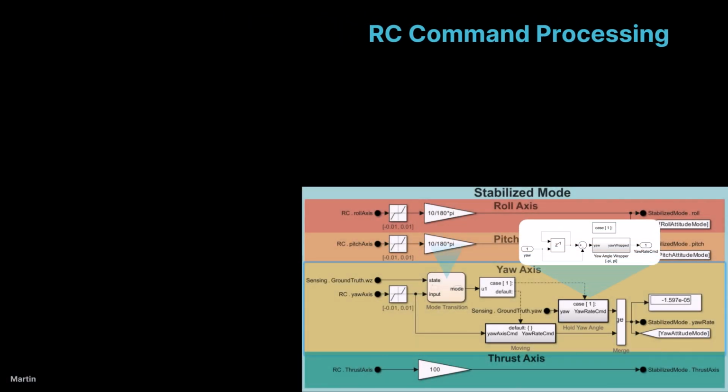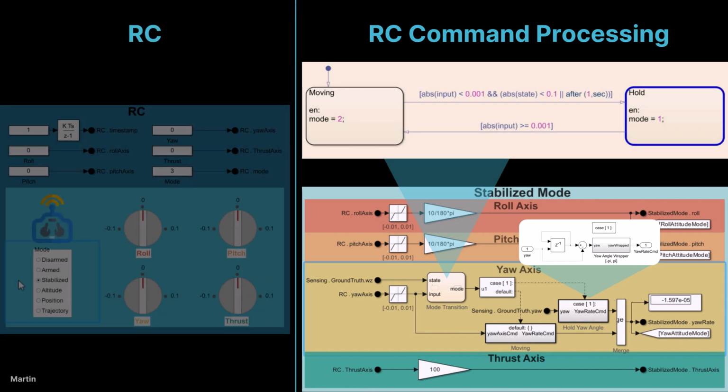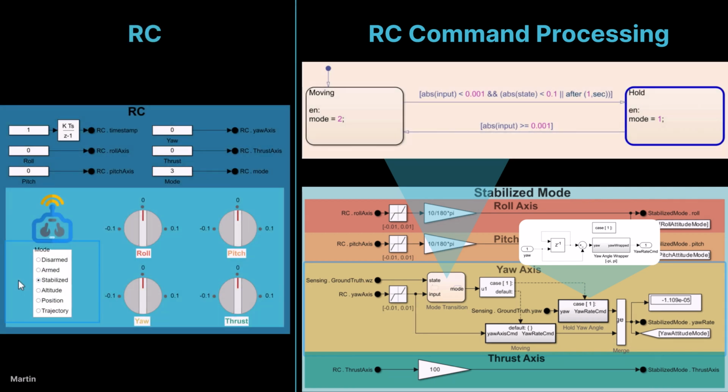Here we use the yaw axis command in stabilized mode as an example to illustrate the functionality of the RC command processing module. In this mode, pilot inputs from the remote controller are interpreted to control the drone's orientation. Specifically, for the yaw axis, a state flow chart is used to implement the decision-making logic.